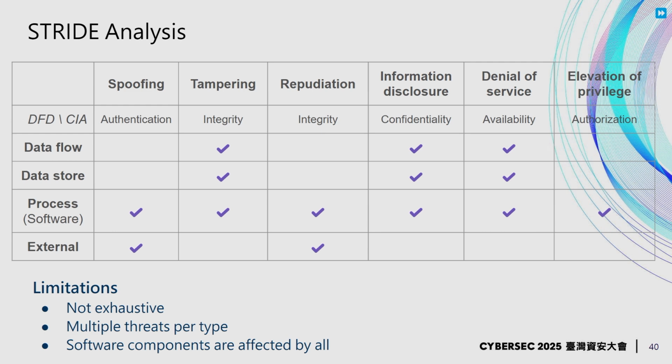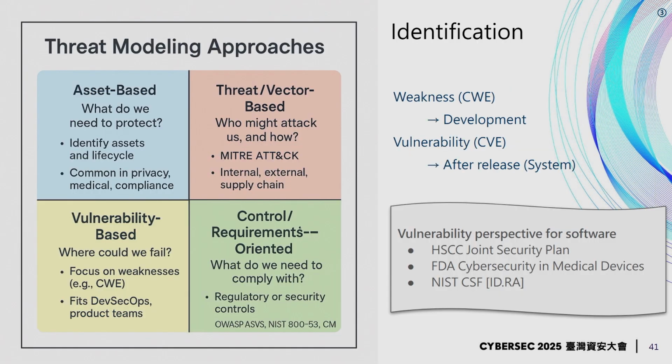First, it's not exhaustive, right? You can see there's 6 categories there. It doesn't mean that this covers all the potential threats. Then one category might have multiple threats. It's not a one-to-one mapping. And finally, the key element there, the process, which is your software, is all over the board. So it will not actually tell you much about your threat coverage. But it's still a good start, but it's not going to be enough.